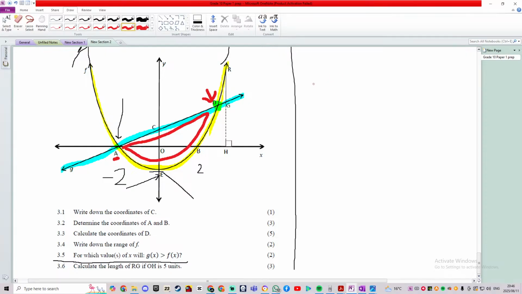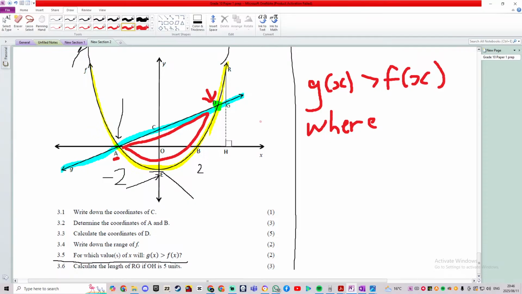So g of x, you write it like this, bigger than f of x. Now remember, it doesn't go on forever. It's in between A and D, because after D the yellow graph goes above the blue graph. Do you see that? So it's only from A to D. We know that A is -2, so x is in between -2 and D.